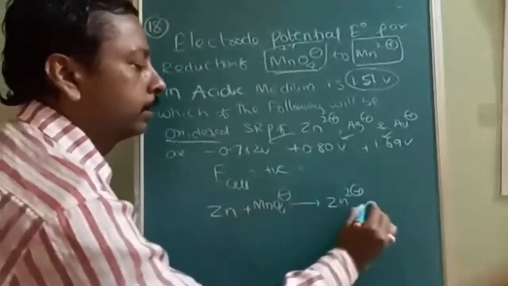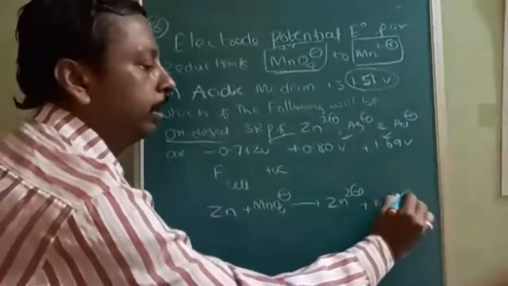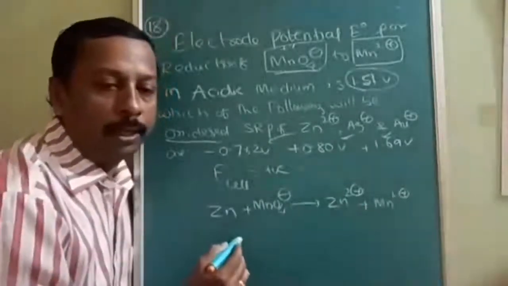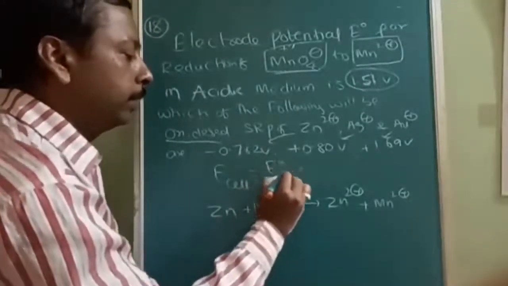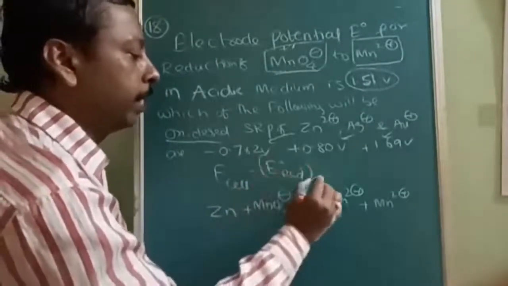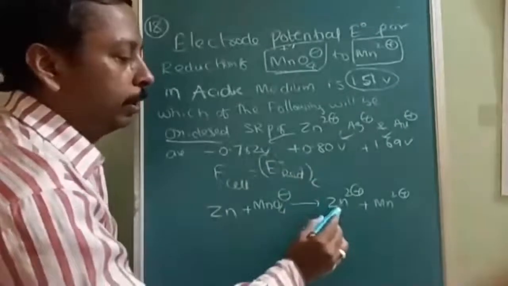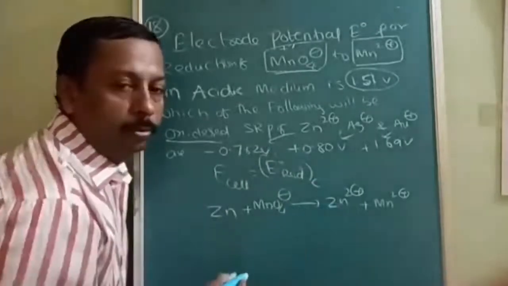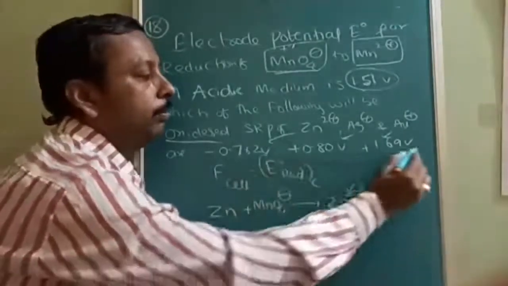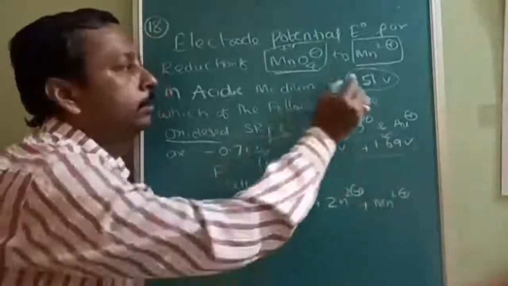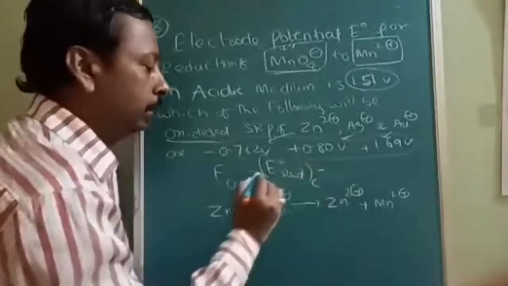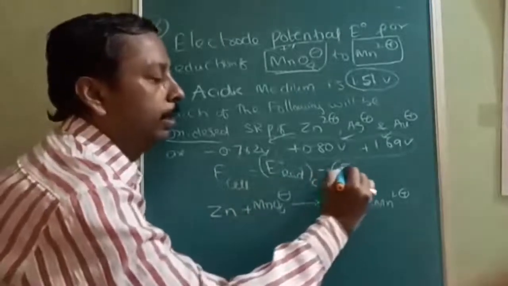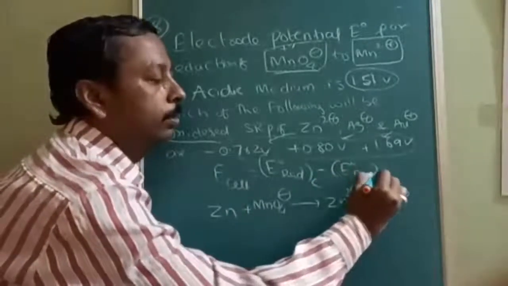You need not balance; the only thing is to identify this. So for this, E cell is E0 reduction potential of cathode minus E0 reduction potential of anode. They are undergoing oxidation, so they will be the anode, and this value will be the cathode.